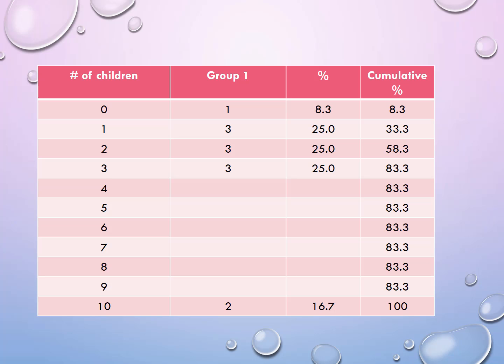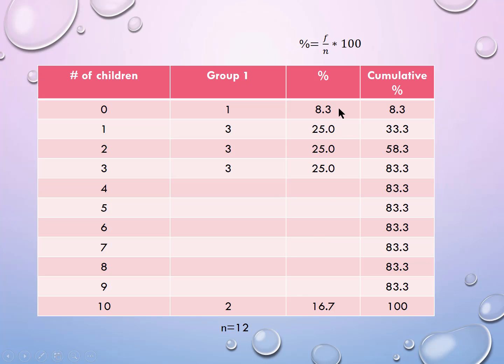We said we have 0 to 10 children, and then in the second column here we have the frequency. So in group 1, 1 person had no children, 3 people had 1 child, and so on. We get the percentages by taking the frequency over the number of people times 100. Well, we add the frequencies. We know we had 12 people that were asked, what's your number of children? And if we calculate the percentage for each, it is just 1 divided by 12 times 100.